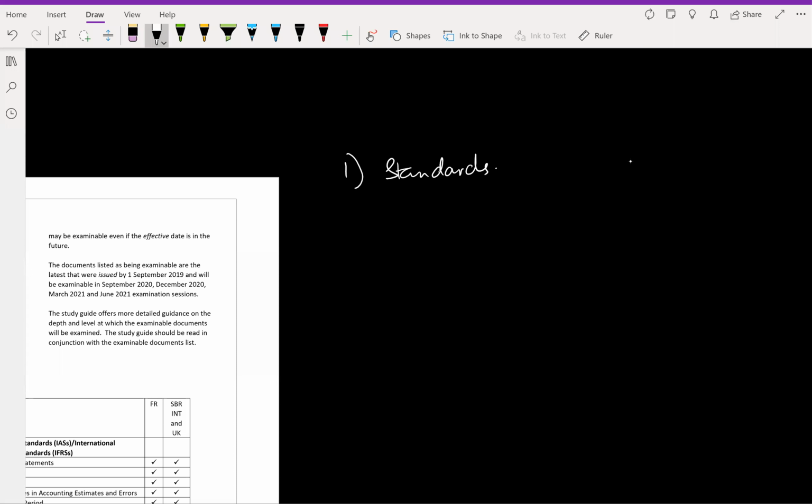For example, impairment of financial instruments, or let's say hedging and stuff like this. It was not part of your F7 syllabus. You have studied the basics of IFRS 9, but the advanced level of that standard, or the entire standard, in fact, will be in your SBR. Second thing, which is more important, is the examining structure.